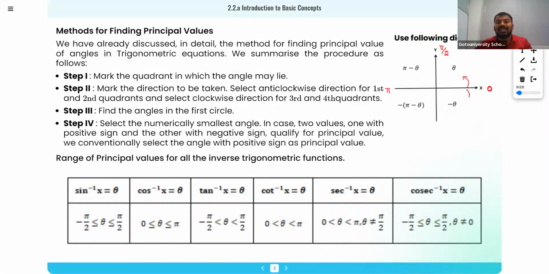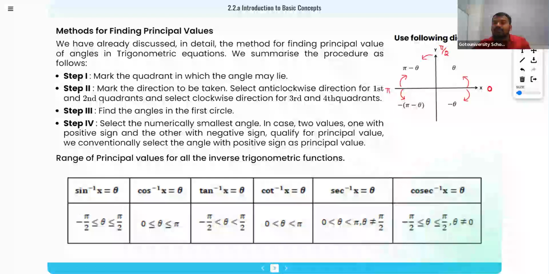In the fourth quadrant, you take it as negative theta. Why? You can have values from 0 to 90 and negative 0 to 90. Please be careful with it. You have to take 0 to 90 and negative 0 to 90. And you have to take pi minus theta, which is nothing but 180 minus theta, and negative pi minus theta, because whatever you have on the top, on the bottom it is negative. Why am I taking this pi? Why have I not taken pi by 2 plus theta? Why have I not taken 3 pi by 2 minus theta?